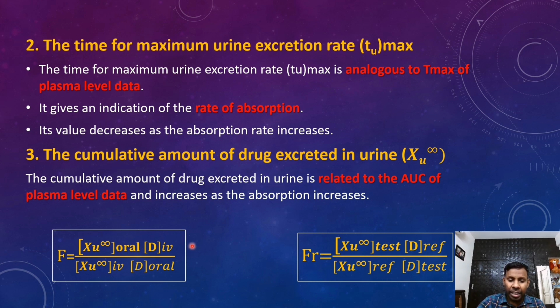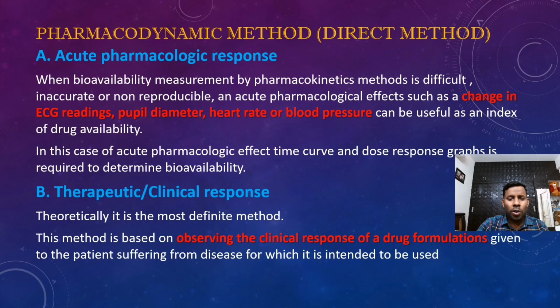It is very easy to remember. If you remember the plasma level data formula, this you can write easily. Just you have to replace AUC with XU infinity. This is pharmacodynamic method or direct method. Here two subpoints are there: acute pharmacologic response and therapeutic response.